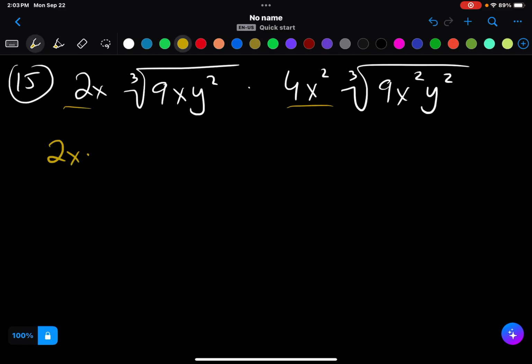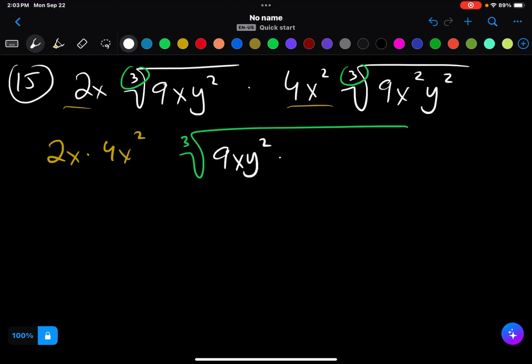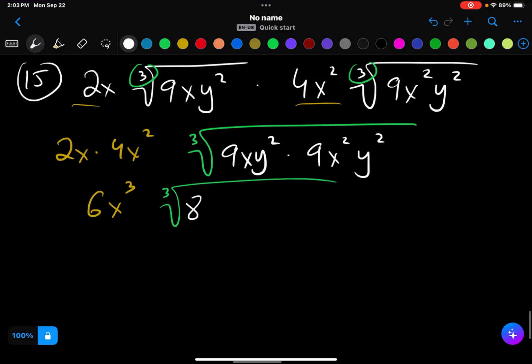So that's going to be 2x times 4x to the second. And combine the 2 radicals because they're both power 3 radicals. So it'll be the 9xy to the second times 9x2 y2. Really similar problems here. So 2x times 4x squared is going to be 8x to the third power. And underneath our power 3 radical, you're going to have yourself 9 times 9 is 81, x to the third, and y to the fourth.